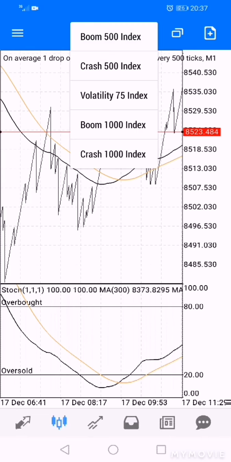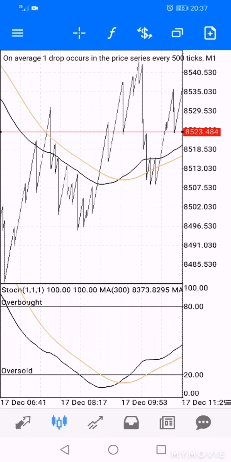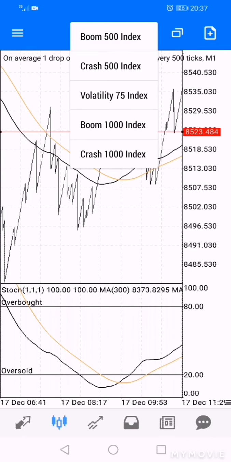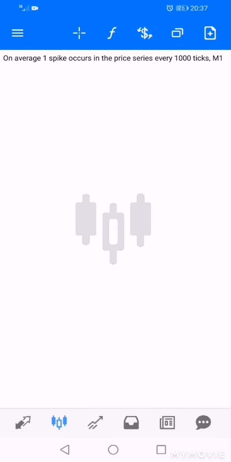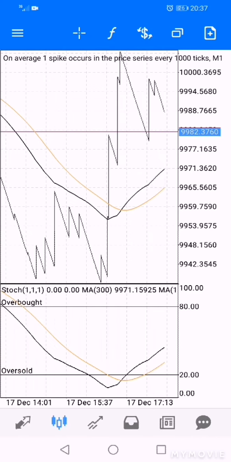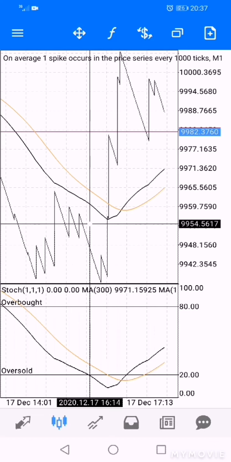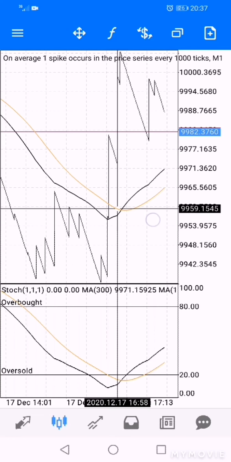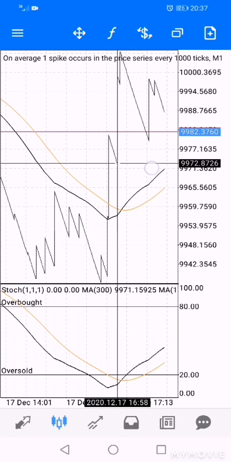Let's check the other instruments. That was Crash 500. We can check Boom 1000. You see, it crossed right there. So you were going to buy maybe somewhere here. So it went up, and it's still going up, right?